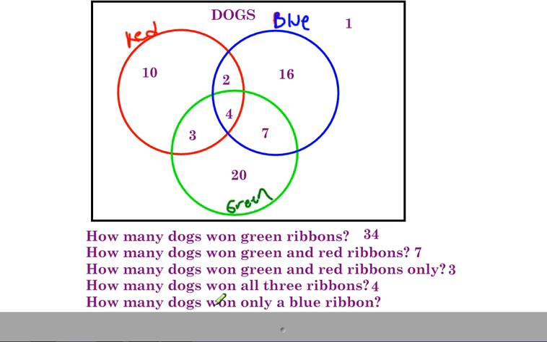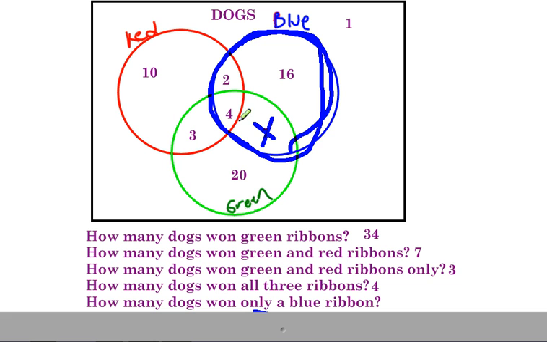Okay, our next question, how many dogs won only a blue ribbon? Here's every dog in the blue circle. These are all the dogs that won a blue ribbon. There's 16, 2, 4, and 7. All those dogs won a blue ribbon. But how many of them only won a blue ribbon, meaning they didn't get a green? Here the 7 is inside the green circle. They didn't get a red. See, this 4 is inside the red and the green circle. They only got blue. So that's going to be 16. It's only inside the blue circle.